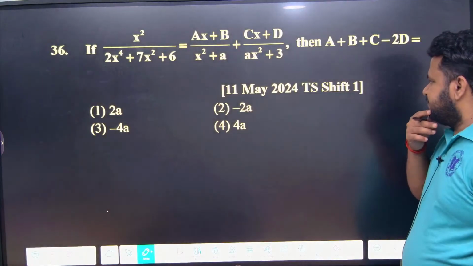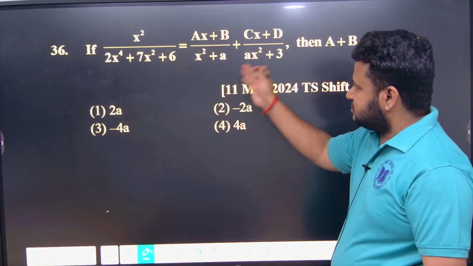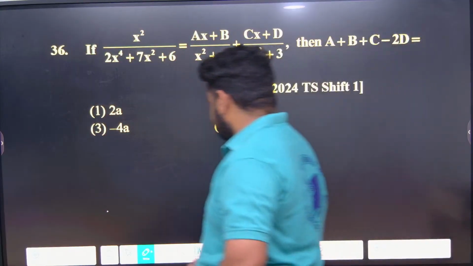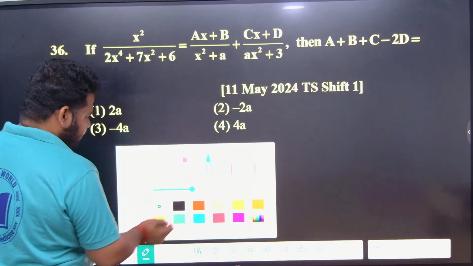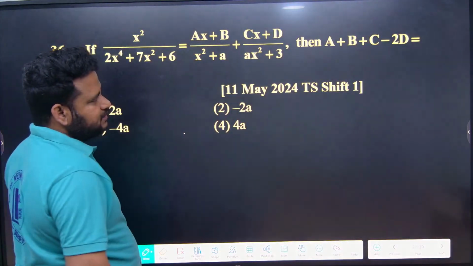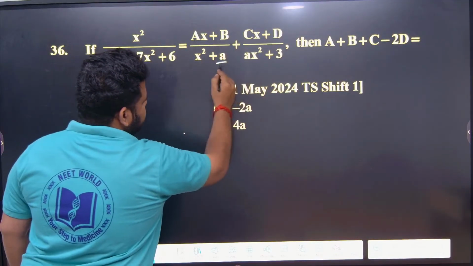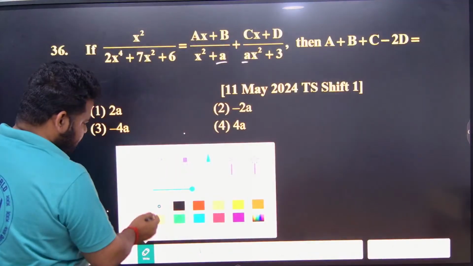This is the 11th May 2024 TS question they have asked. Some partial fraction is given. This is biquadratic they have given, and then they are asking us to find a plus b plus c minus 2d. So first you have to focus on small a, which we have to find out first.